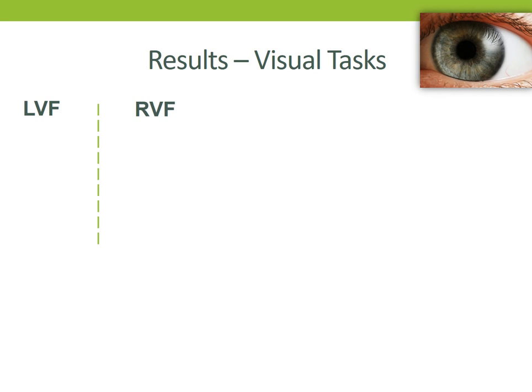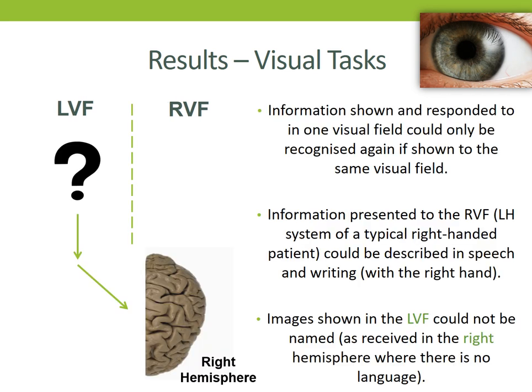Now, in the results. Information is only shown and responded to in one visual field. It can only be recognised again if it's shown to the same visual field. So if something is shown to my left visual field, it goes to my right hemisphere, which means it can only be recognised again if it's shown to the left visual field. If somebody put a question mark in my left visual field, that would go to my right hemisphere. Now if they put that question mark in my right visual field and said to me, is this what you saw? Well, no, because I can't recognize it, because that information would then be in my left hemisphere. And there's no communication between the two again, remember.